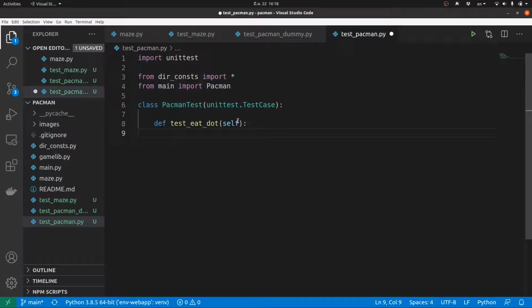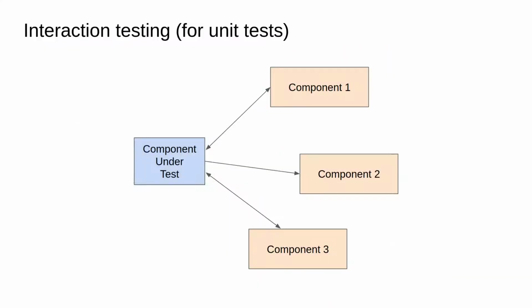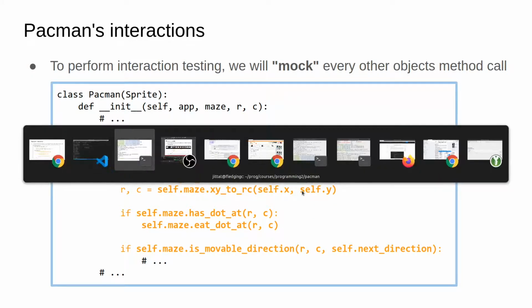Okay, and then we say Pac-Man dot update. So we're going to call update on the Pac-Man, and we would like to see if the maze, the Pac-Man called eat dot or not, right? So basically you would come back, look at the spec, not just the code. You need to look at the specification on how the Pac-Man would work. First it should call is at center, and then it should call all this, and then so on.